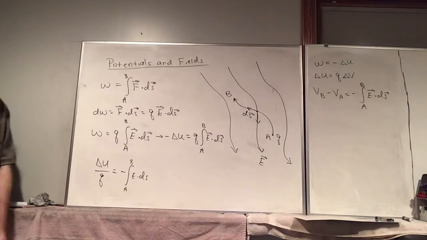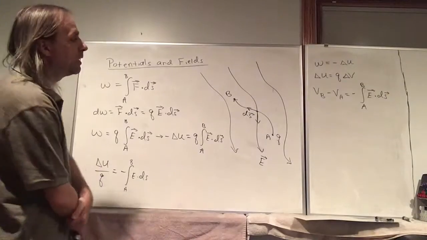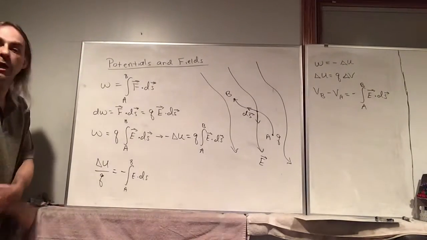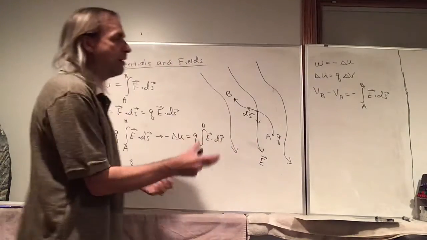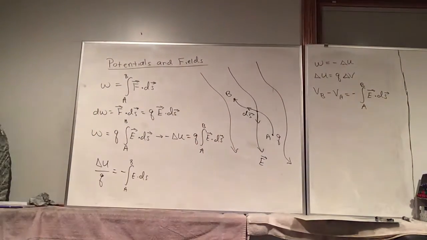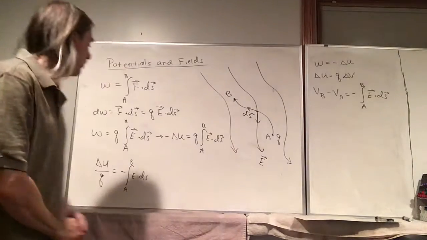Because it's a conservative field, so you can pick any convenient path. And so we're halfway done here. Given the electric field, we can find the potential. And before we go on to the next step, given the potential, let's use that to find the electric field.